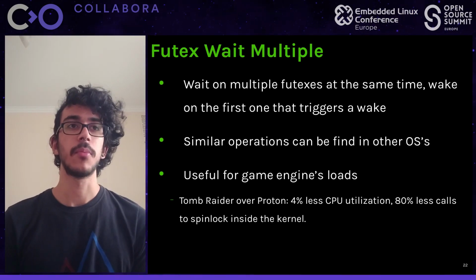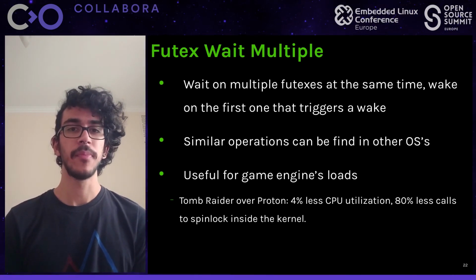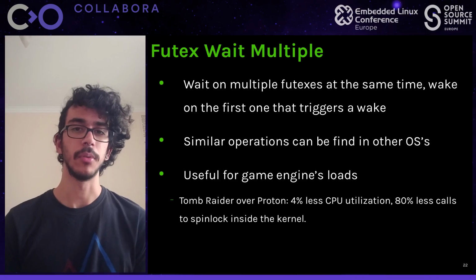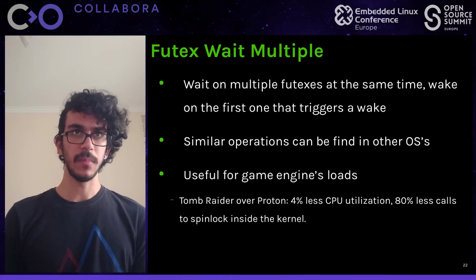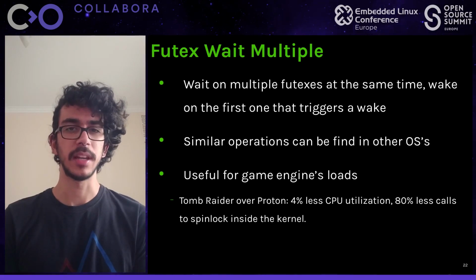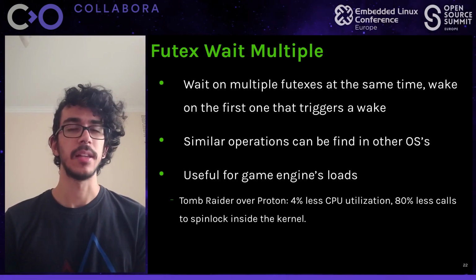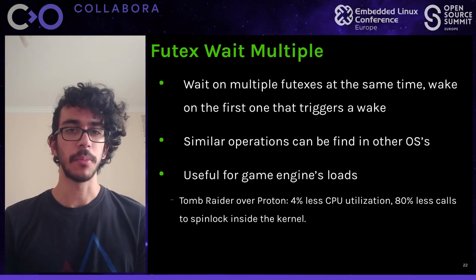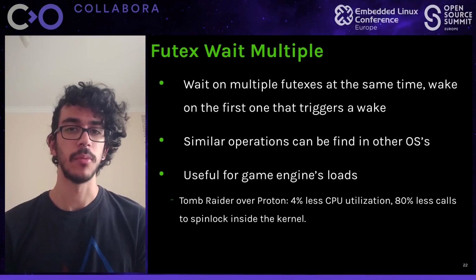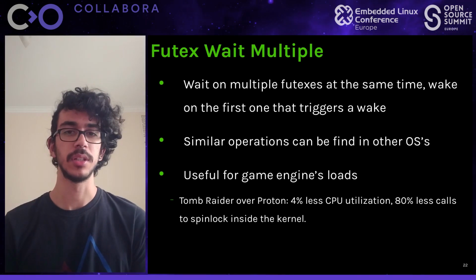And we got some nice results. For instance, on the game running over Proton, that is a compatibility layer that allows you to run Windows games on Linux, we got 4% less CPU utilization and 80% fewer calls to spin locks in the kernel. So that means that we could allow the kernel to do some proper work instead of just spinning.